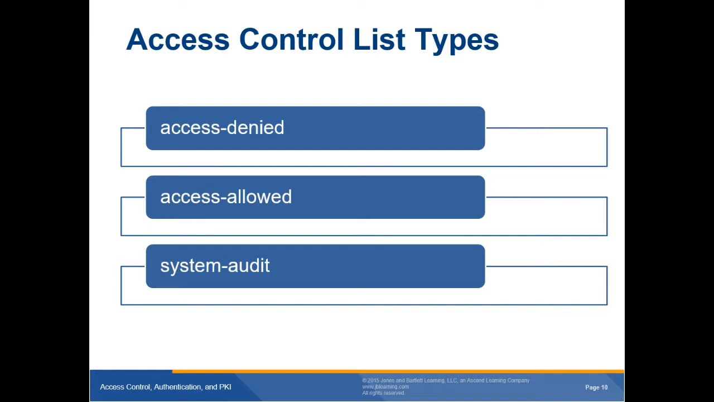So access denied denies a SID specific access to an object. Allow access allows a SID to have access to it. And a system audit causes the creation of an audit record when the SID performs a specific action. So basically everything is recorded on what's going on.